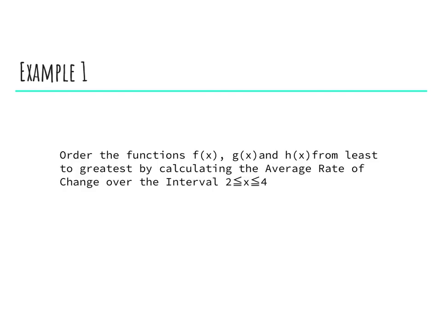So let's look at an example. Here we're going to order the functions f of x, g of x, and h of x from least to greatest by calculating the average rate of change over the interval 2 is less than or equal to x is less than or equal to 4, and we can write that as [2, 4]. From least to greatest basically means from smallest to largest.